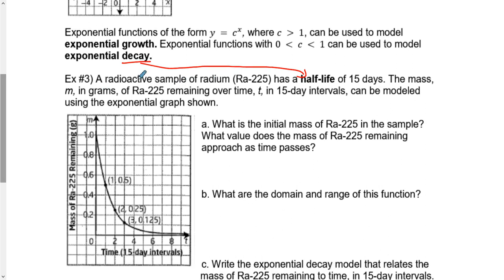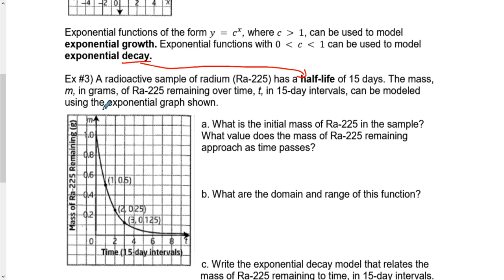So the example is saying that a radioactive sample of radium-225 has a half-life of 15 days. What a half-life of 15 days means is that every 15 days, it's going to decay to only be 1/2 of its original mass. So the mass m in grams of radium-225 remaining over time t, in 15-day intervals, can be modeled using the exponential graph shown. You can tell that this is also a decreasing graph, because decay has to be decreasing.